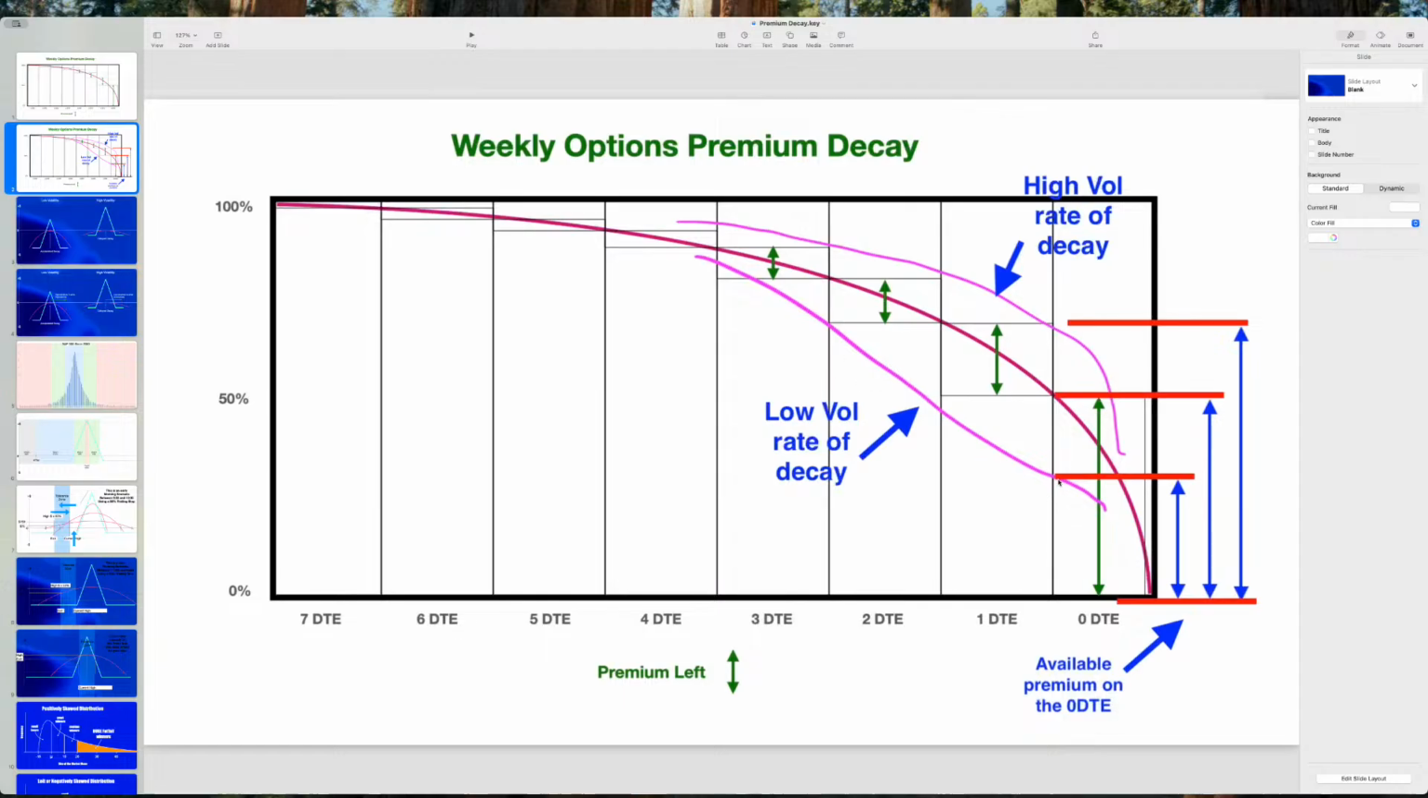So because of that, when you get to the last day, there's way less premium available to collect. It's way down here, as you can see over here. Available premium on the 0DTE. Very small amounts on low volatility, lots of it available in high volatility. So most of that premium is already gone on the day before or the day before that, right? You can see we can go all the way back to 2DTE, and we have about the same amount of premium left to collect as we did in high volatility on the last day. Right? That's the problem. That's it right there.